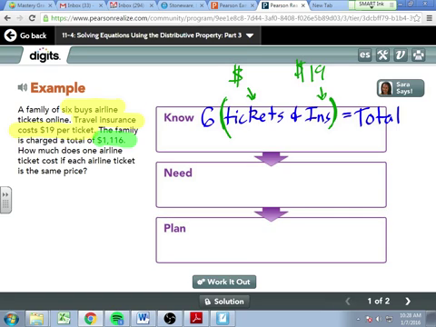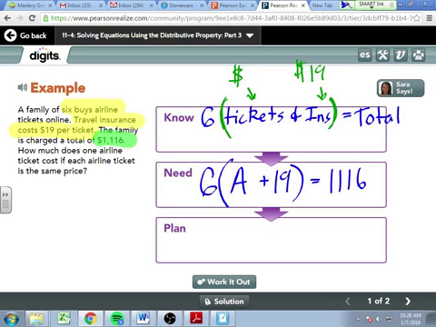So when we write this numerically, we're going to write 6 times the quantity. When you use parentheses, if you're trying to say parentheses in math, you say quantity because it's grouping. So 6 times the quantity. I'm going to just say A for airline ticket. You could say C for cost or something like that. Plus my $19 for insurance for each ticket equals the $1,116. Use a comma so it breaks up your place values.